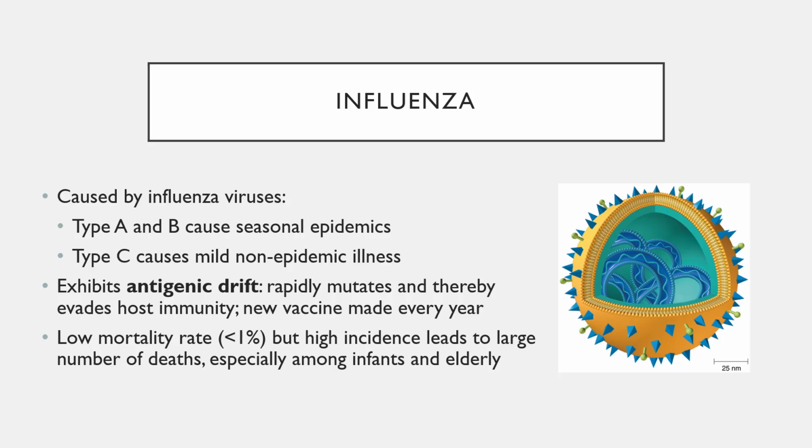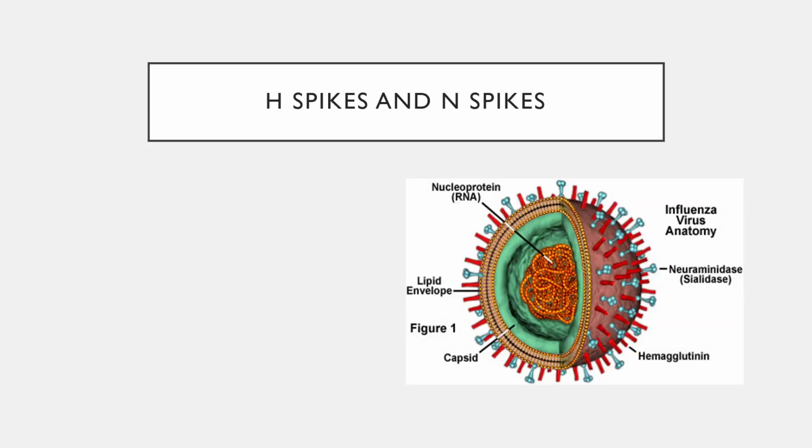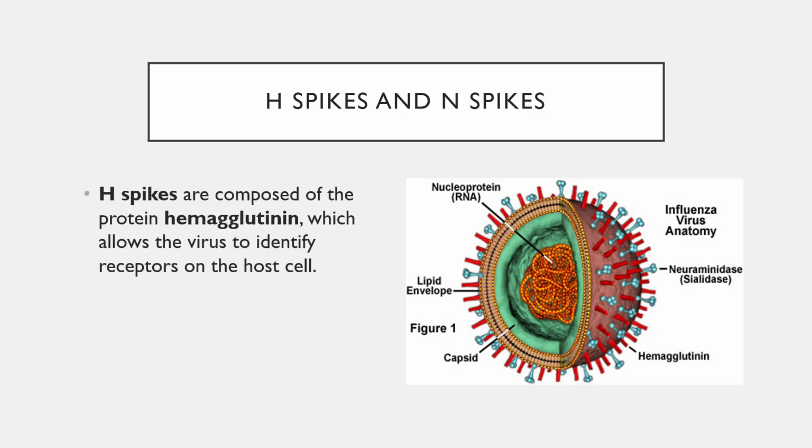So getting back to these spike proteins and their mutations, the flu virus exhibits two different types of spikes on the surface of its envelope. The first type is the H spikes. These are named for the fact that they are composed of the protein hemagglutinin.